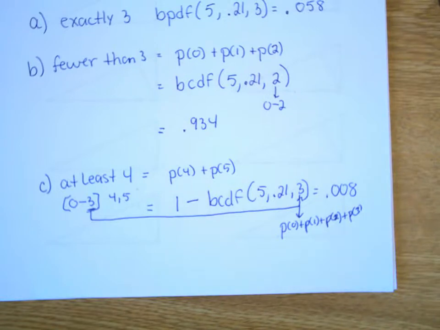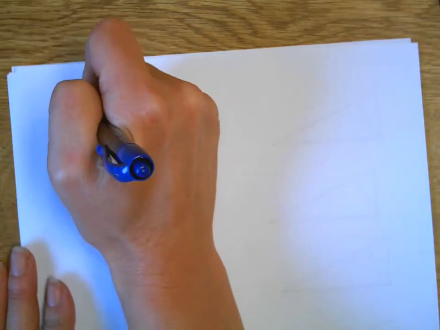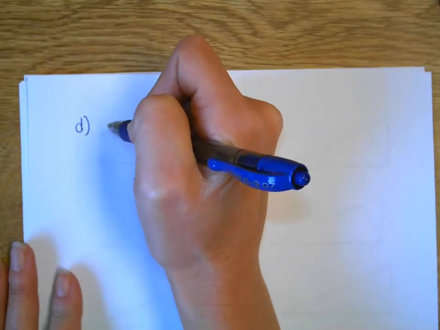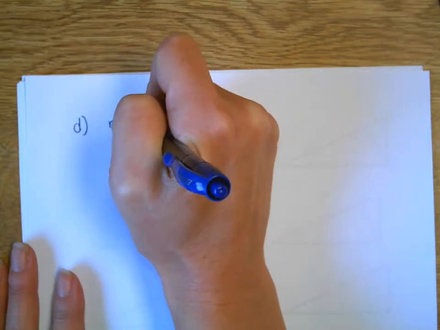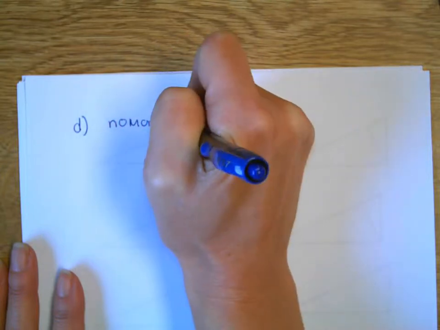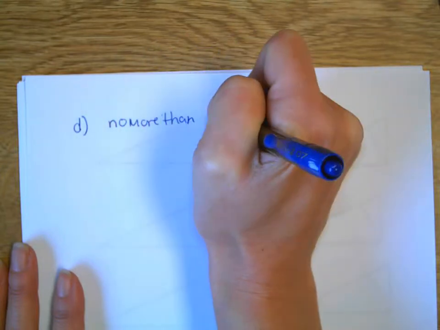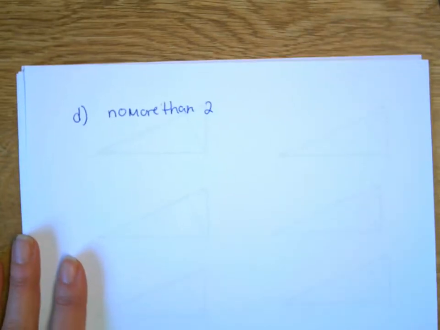Let's try another one here. I'm going to change this to... it's .008. What's the probability that I get no more than 2 of those guys to say they like fishing?